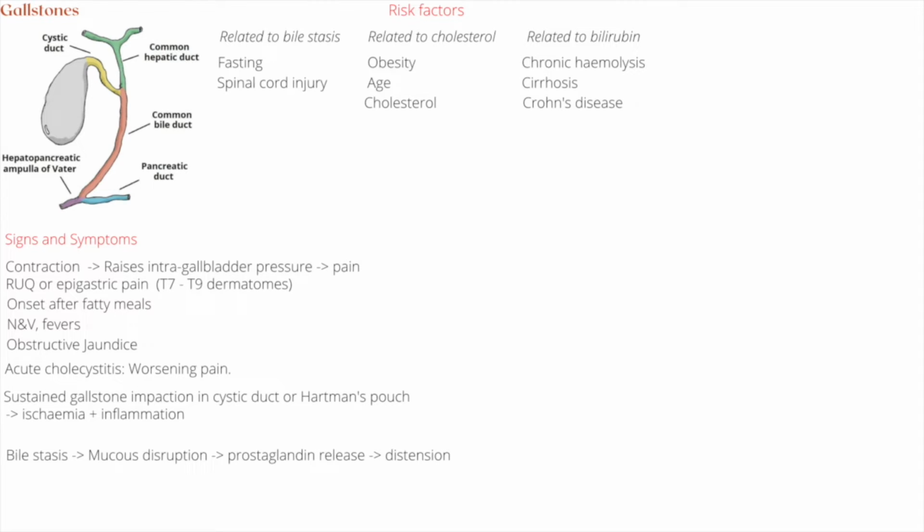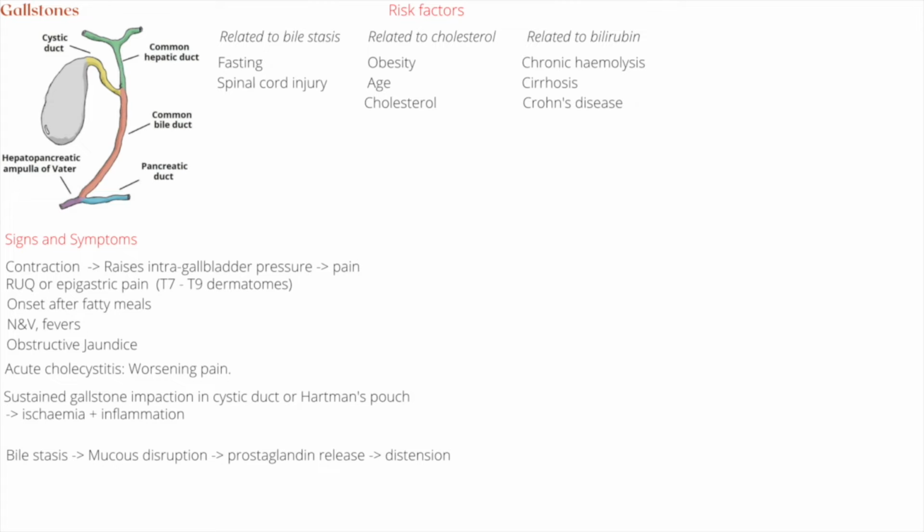So to understand factors relating to bilirubin, let's very quickly remind ourselves of the metabolism of bilirubin. Bilirubin is formed in the spleen from the breakdown of red blood cells, conjugated in the liver, and then passes into the small intestines to help digest fat. So risk factors include issues in the spleen, such as chronic hemolysis. So you're breaking down red blood cells that are too young, liver problems like cirrhosis, and intestine problems such as Crohn's or GI infections. Also, factors relating to bile stasis include fasting and spinal cord injury.